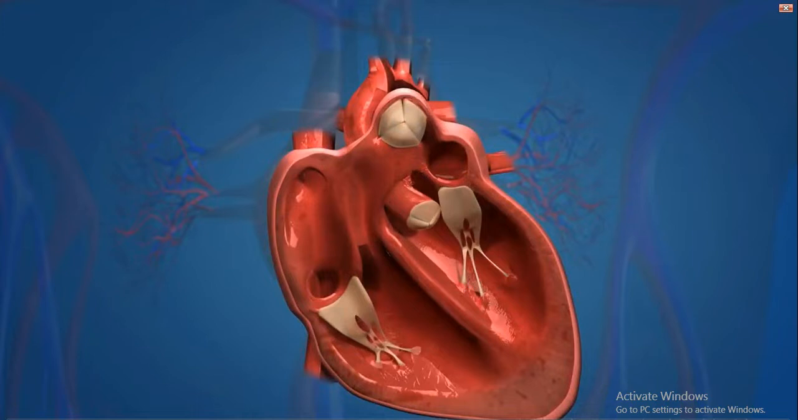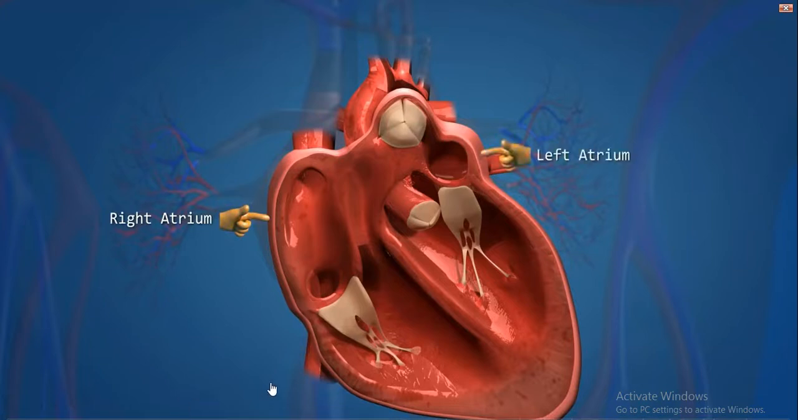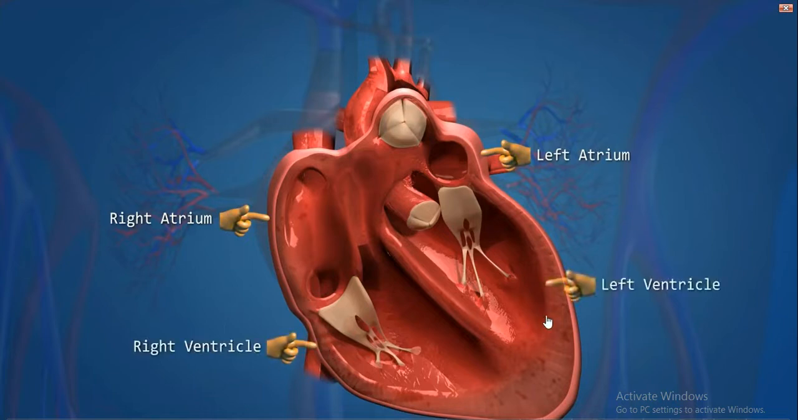Then we can discuss these chambers: this one is the right atrium, and this one the left atrium, then the right ventricle and also the left ventricle. These are the four chambers: right atrium, right ventricle, left atrium and the left ventricle.